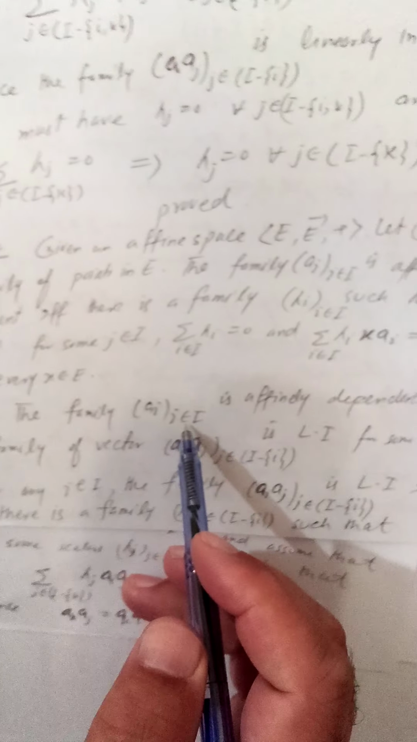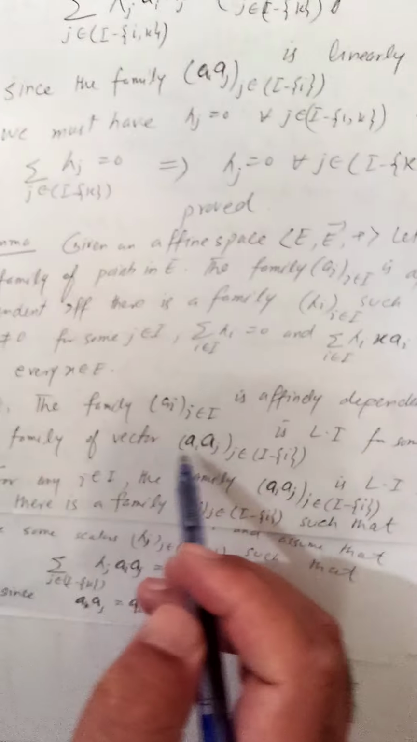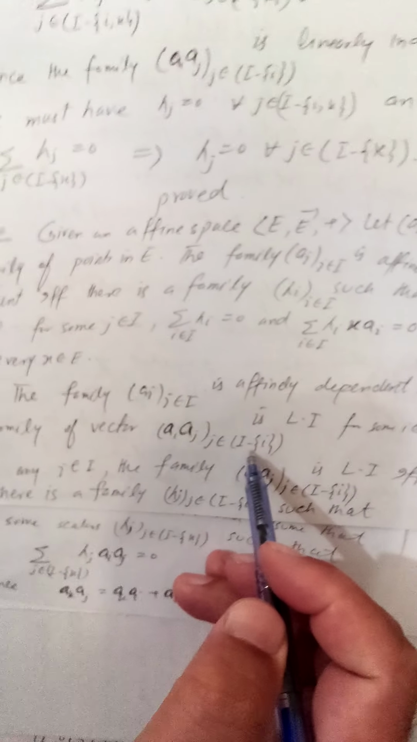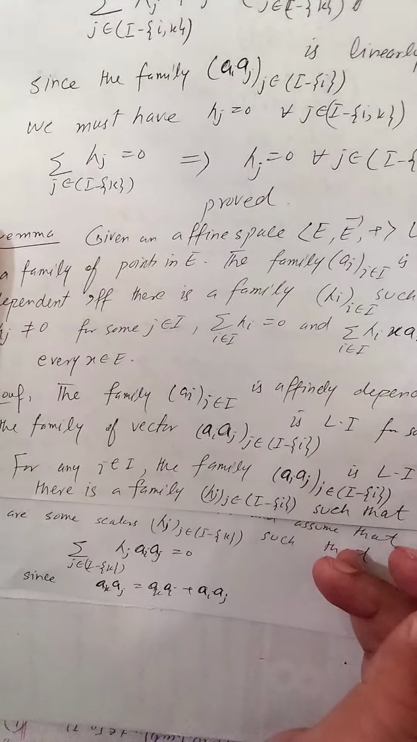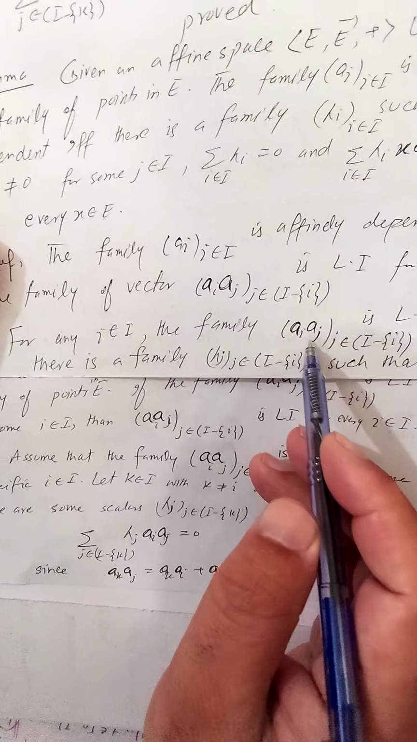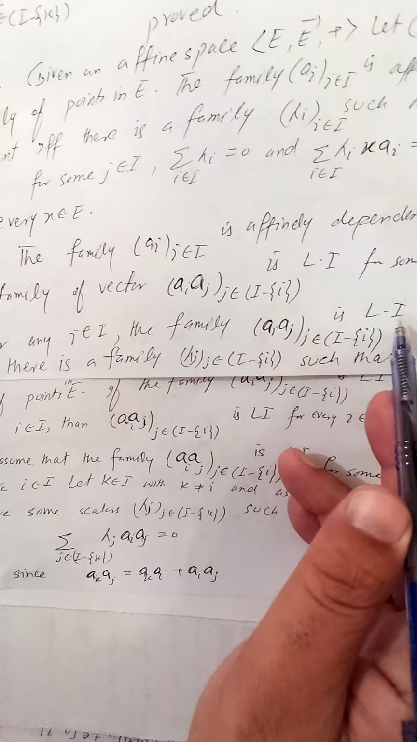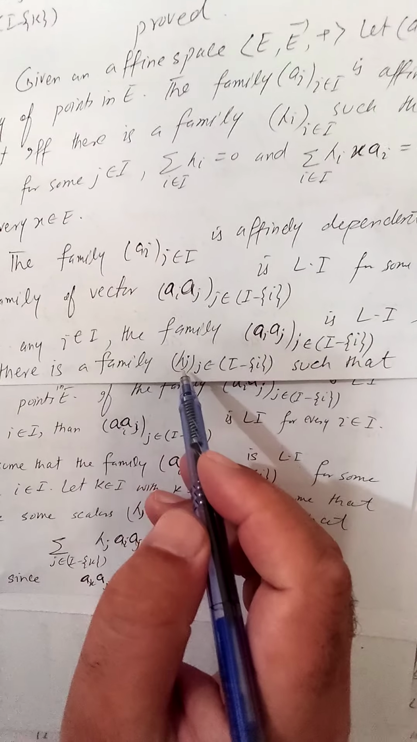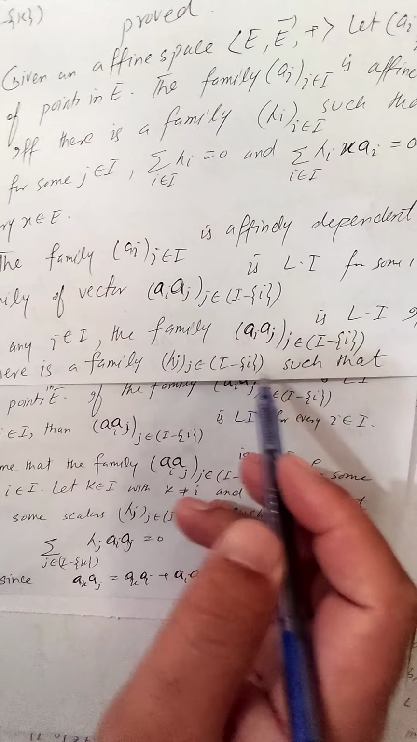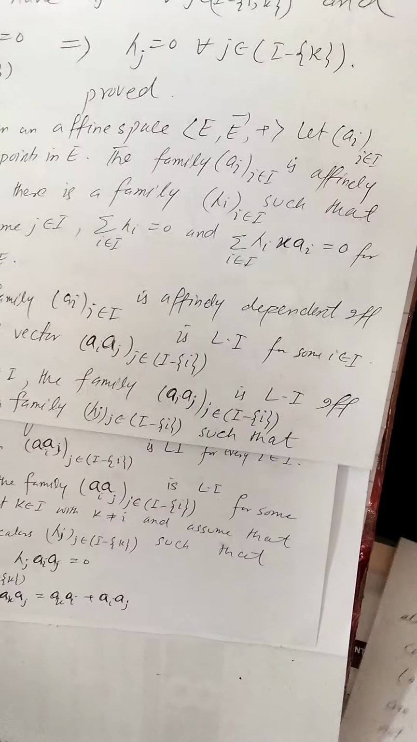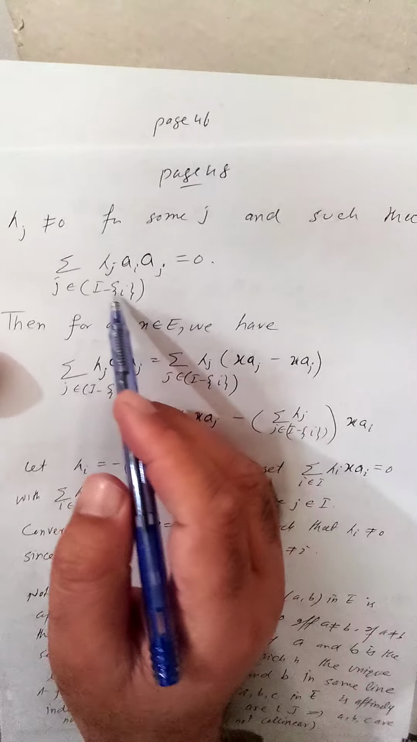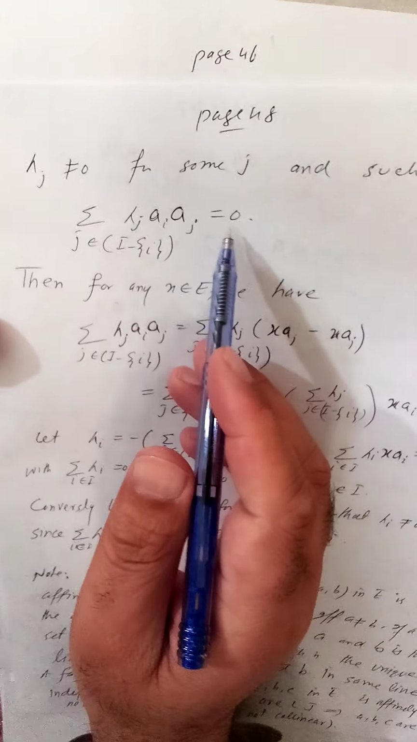The family (ai) for i in I is affinely dependent if and only if the family of vectors (ai aj) for j in I minus {i} is linearly dependent, for some i in I. For any i in I, the family (ai aj) for j in I minus {i} is linearly dependent if and only if there is a family (lambda j) for j in I minus {i} such that lambda j is not equal to 0 for some j, and such that the summation over j in I minus {i} of lambda j ai aj is equal to 0.